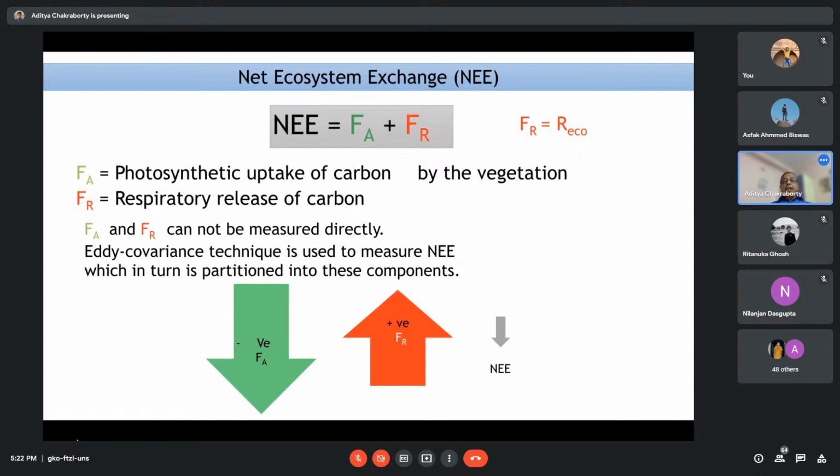But supposing it is the other way around, that is numerically, if this green arrow is less than the red arrow, then it will be the other way around, that is, the net amount of carbon dioxide will be released and it will go to the atmosphere. In that case, it will act as a source of carbon.